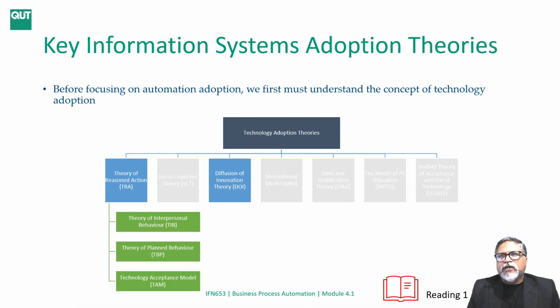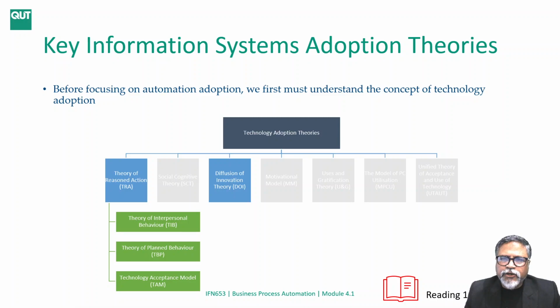There are many information system adoption theories. I'm just listing some of them here, and the ones which I highlighted in colors are the ones we're going to discuss today. The others, which are currently gray, are also important, but if you're planning to do your further studies, you might like to read those theories as well. But for our purpose, we are looking at the basic ones.